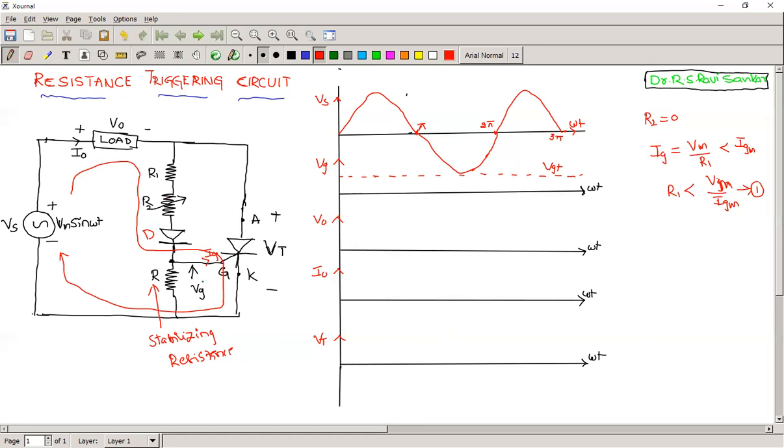In the same manner, the voltage across this stabilizing resistance R should not be more than the gate voltage of the SCR. That parameter is also given by the manufacturer.